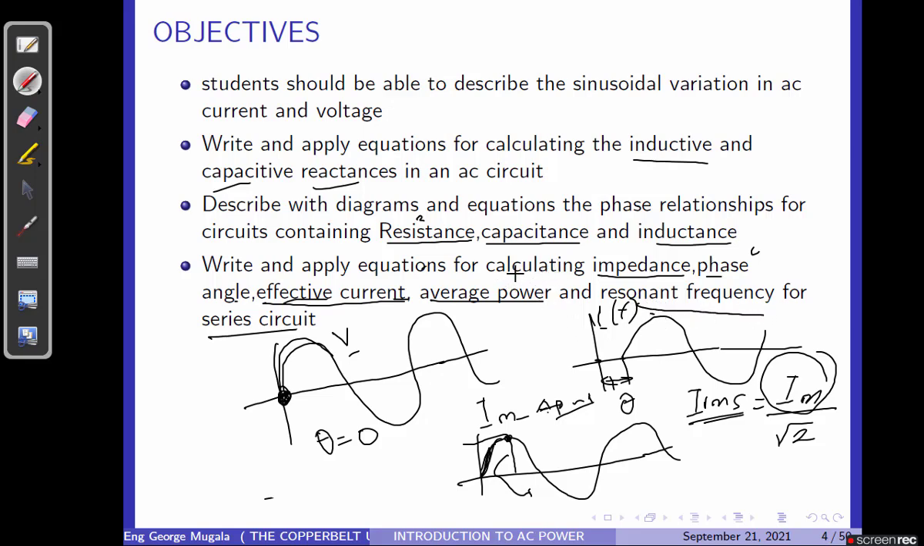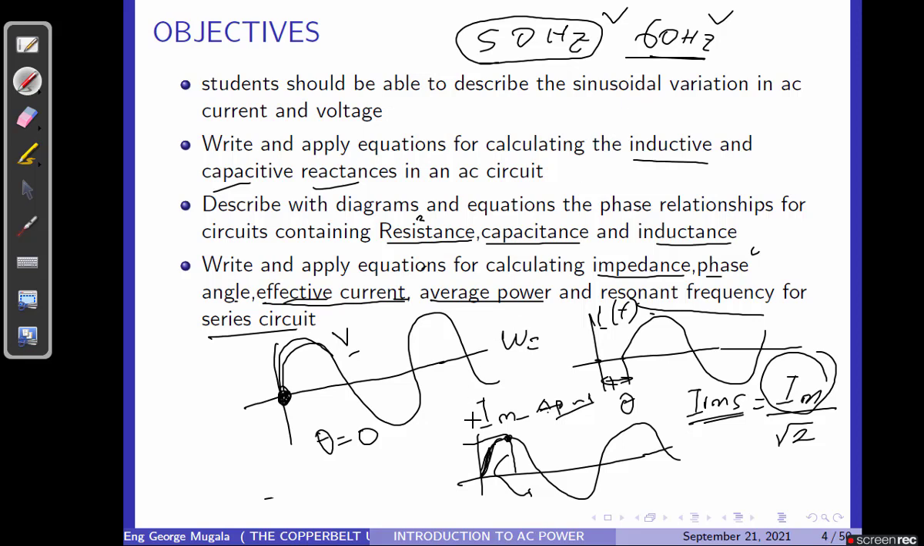Now, issues to do with frequency, especially when we are talking about AC power, we shall be working at particular frequencies. Power in Zambia is generated, I think, at 60 hertz, right? But we have the two most common frequencies, either 50 hertz or 60 hertz. Meaning that it's the rate of change, how much this alternates with time.